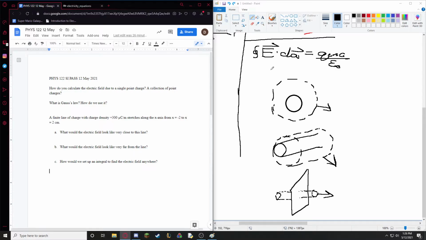Well, first of all, I like to start with this dot product. What's going on here with the dot product? What is a dot product?